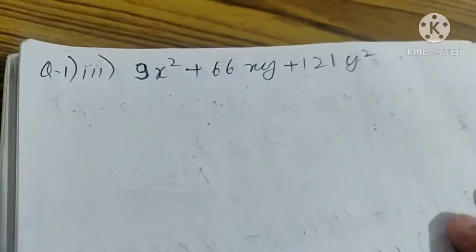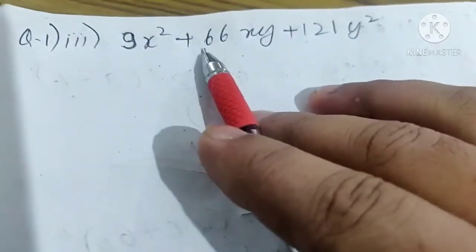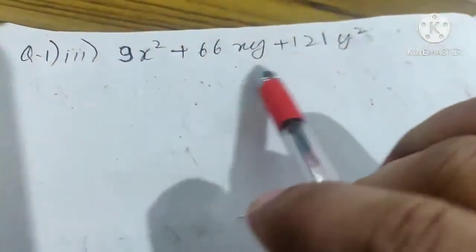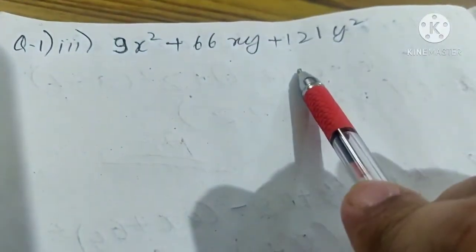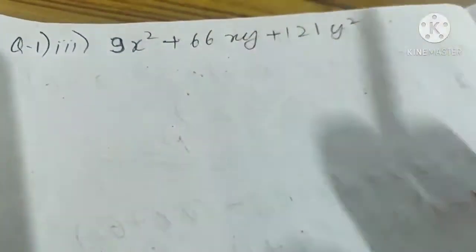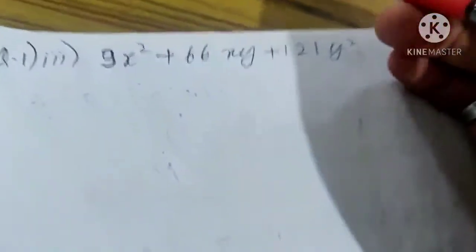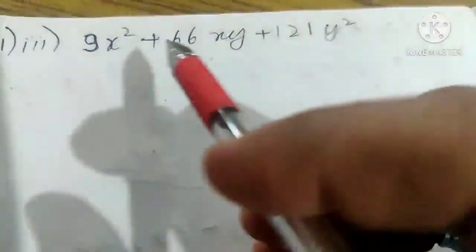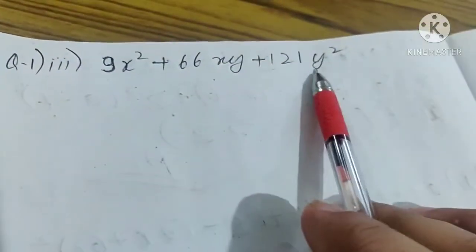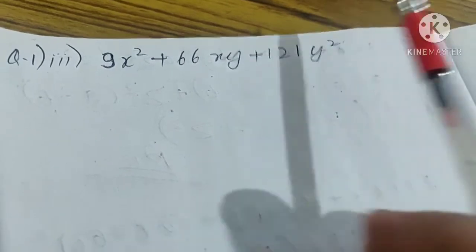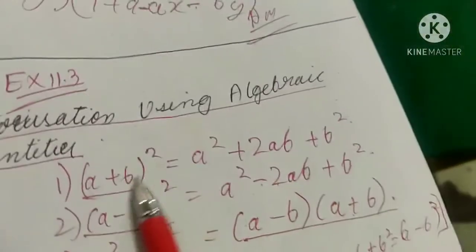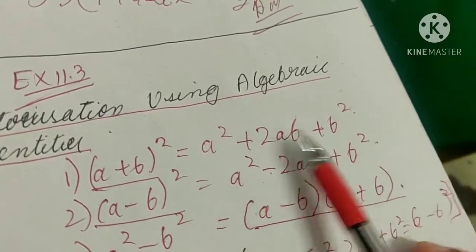Okay, our next question is 9x^2 + 66x + 121. Again we have to check which identity must be used in this question. It has three terms. Three terms are used in (a + b)^2 or (a - b)^2, so we have to check whether it is a plus b or a minus b. All the terms are positive, and all positive terms are used only in (a + b)^2, a^2 + 2ab + b^2.